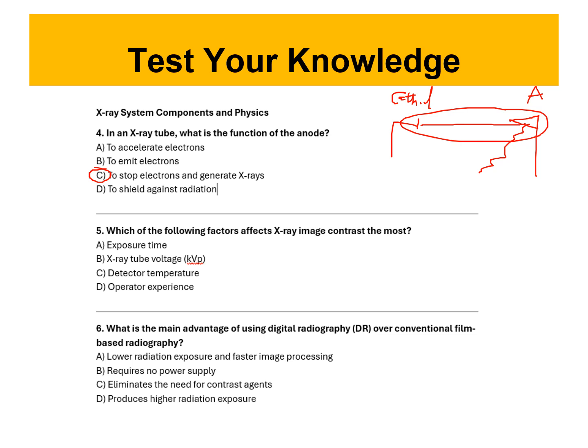Now, which of the following factors affect X-ray image contrast the most? Contrast, which means absorption, correct? And if you look at the contrast, remember that curve that I showed you? It depends on the keV, the kilo electron volt. So that's the kVp, the peak kilovoltage, which is the X-ray tube voltage. The larger the X-ray tube voltage, the larger the energy of the electrons, and then the more contrast that you have in your image.